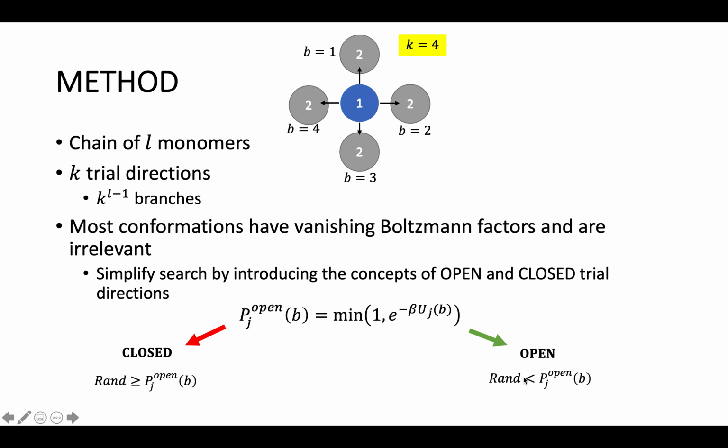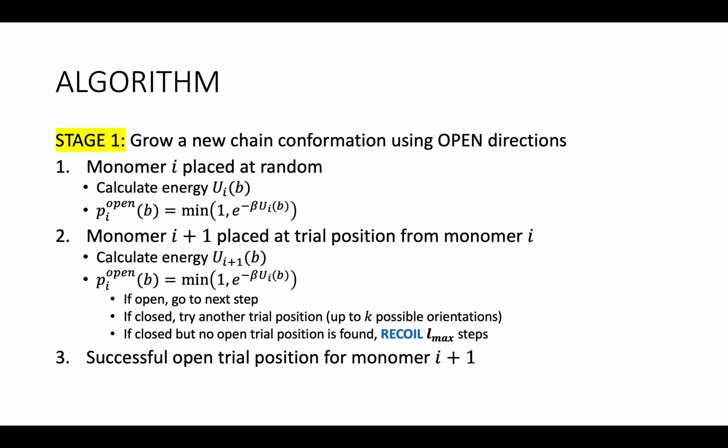If it's lower than this probability, we would say it's open. And we can notice how many of these K to the L minus 1 branches will be closed. So sticking with only the open trial directions really reduces the total search space. And so in general, we would say the algorithm consists of 2 main stages.